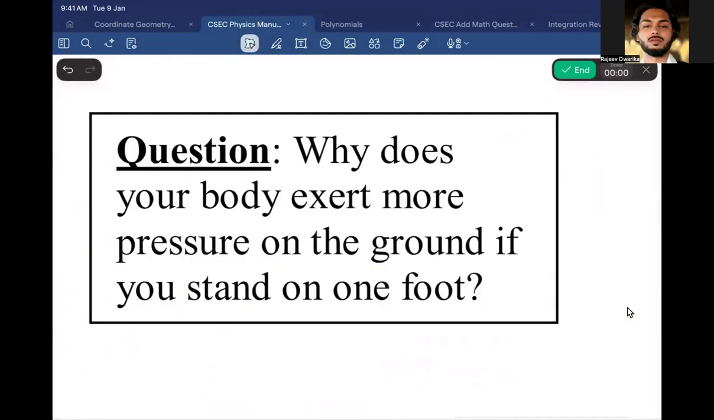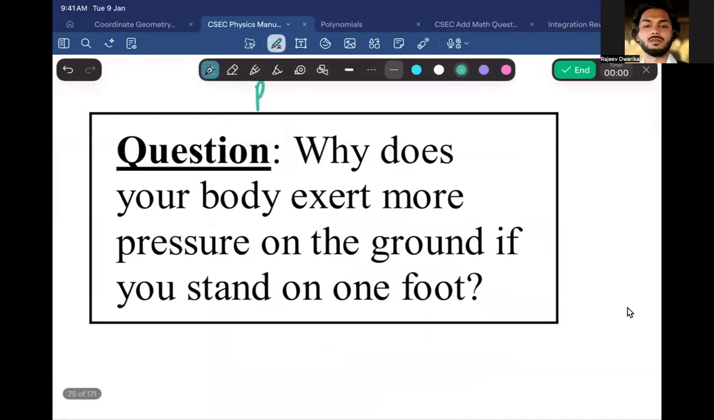So this is a question I could ask Khalil quickly. Why does your body exert more pressure on the ground if you stand on one foot? Because the weight of your body is pushing down on that one foot. You're not wrong, but I want to hear it in terms of the formula, like pressure is equal to force over area. Tell me in terms of pressure and area. What's going to happen?